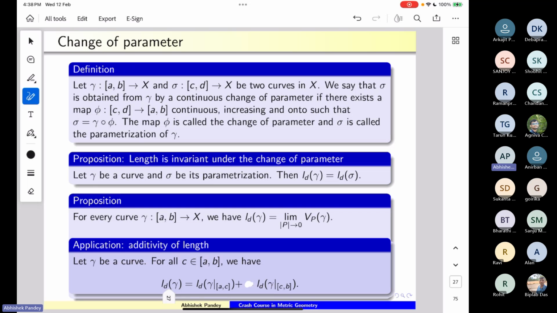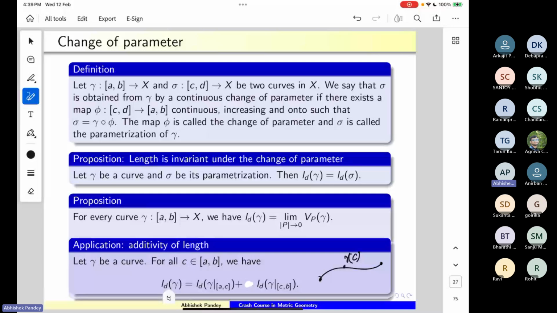One application of this is that if we take a curve gamma and any point c, say this is gamma(c), then the total length of this curve gamma will be nothing but the length of this part plus the length of this part. So we have the additive property of the length.